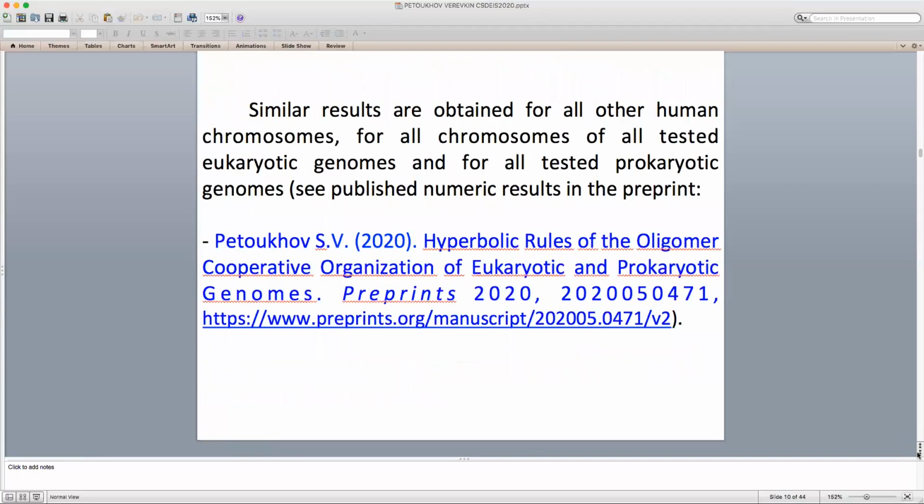Similar results are obtained for all other human chromosomes, for all chromosomes of all tested eukaryotic genomes, and for all tested prokaryotic genomes. See published numeric results in this preprint.